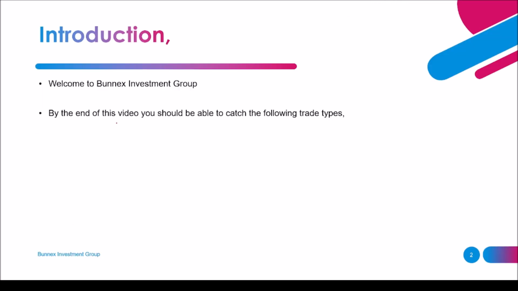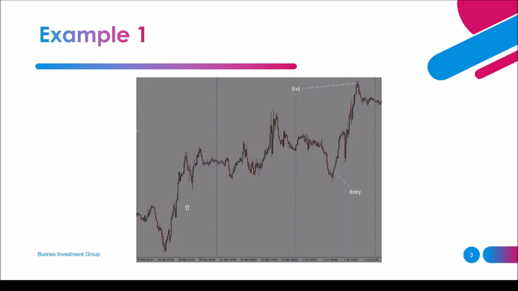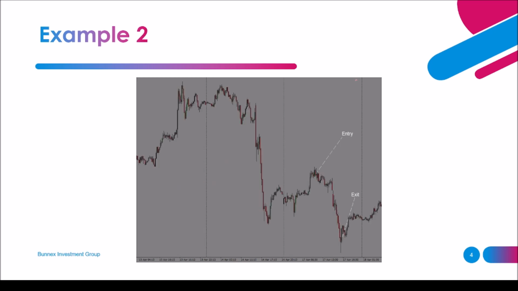By the end of this video, you should be able to catch the following trade setups. The first example was a trend. Your entry was going to be here, and you should be able to exit at this particular point. Another example, a sell side example, where you made an entry at this point and exit at this zone. So by the end of this video, we are going to explain all the nitty-gritties that are required for you to be able to catch these particular entries. So sit back, relax, and make sure you stick around to the end of the video.